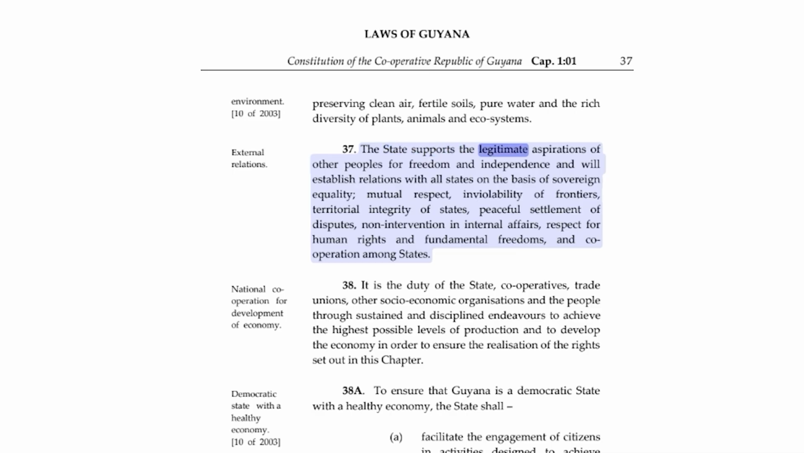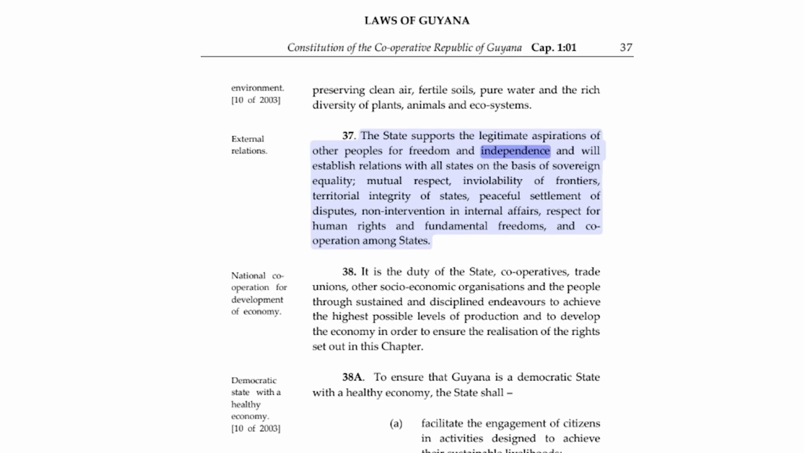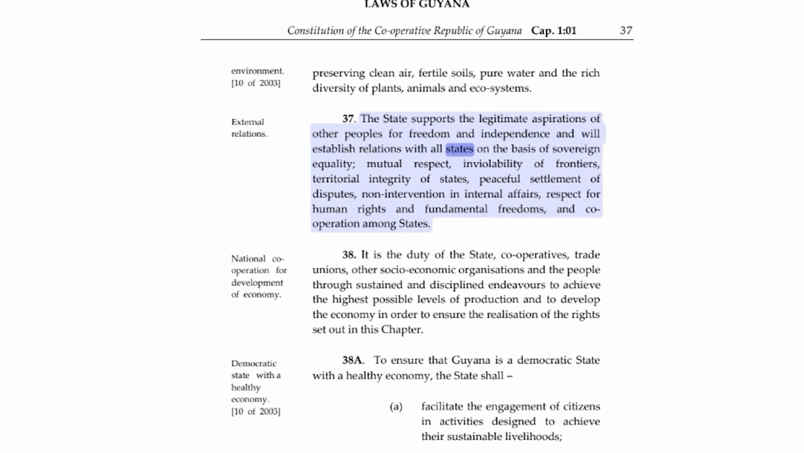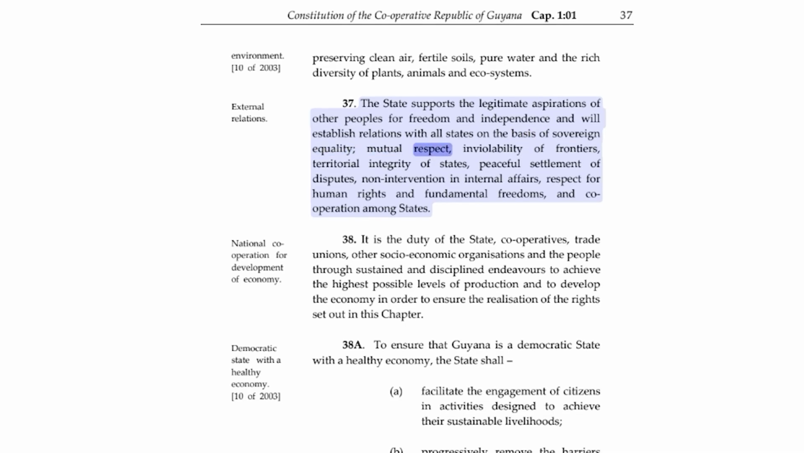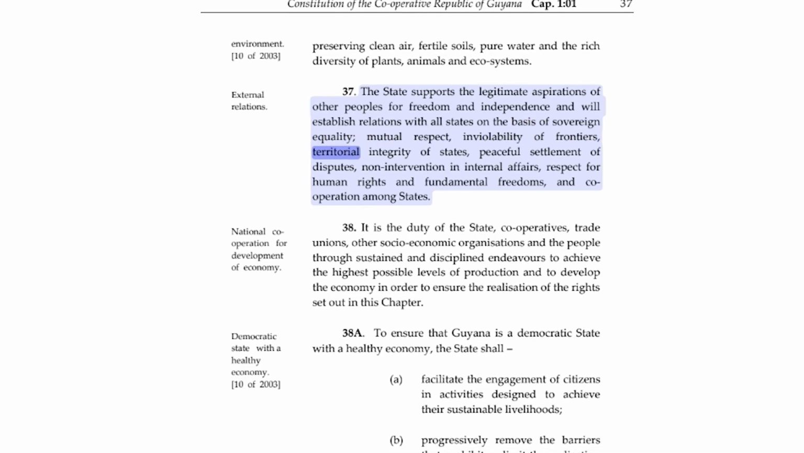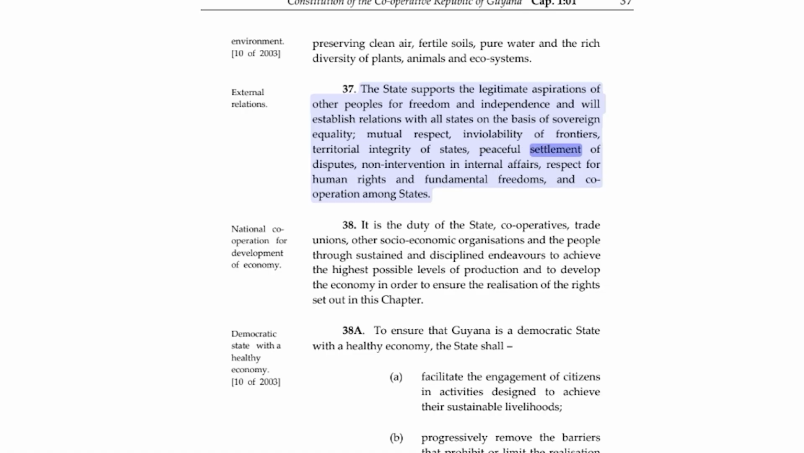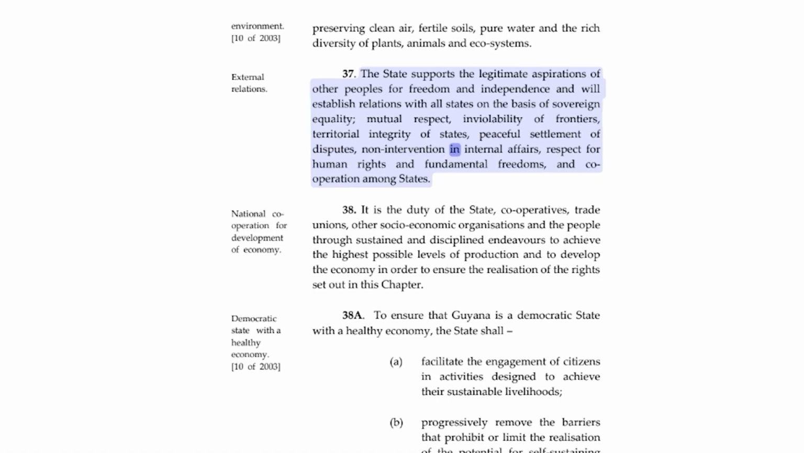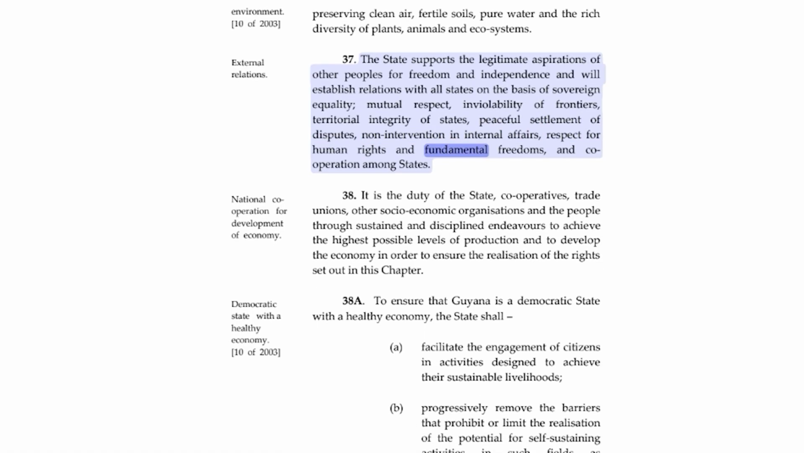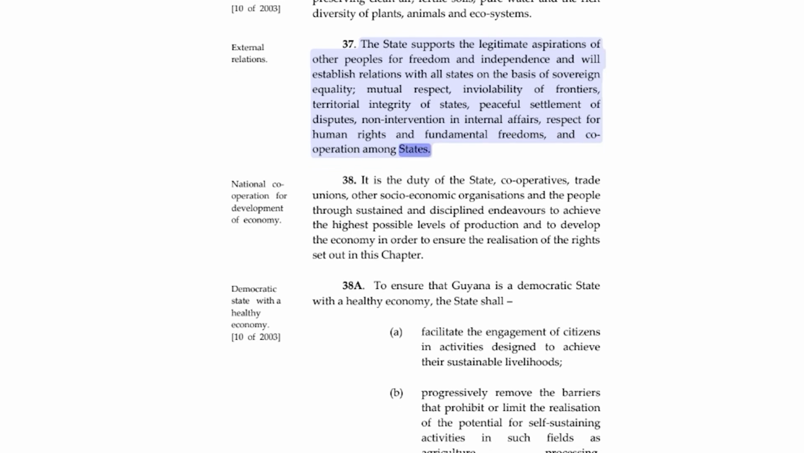37. The state supports the legitimate aspirations of other peoples for freedom and independence, and will establish relations with all states on the basis of sovereign equality, mutual respect, inviolability of frontiers, territorial integrity of states, peaceful settlement of disputes, non-intervention in internal affairs, respect for human rights and fundamental freedoms, and cooperation among states.